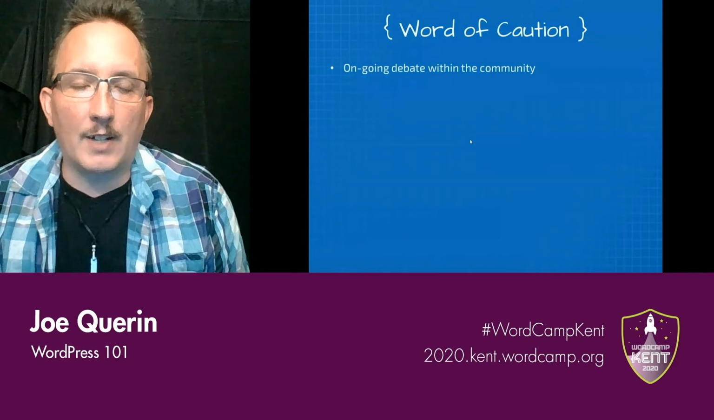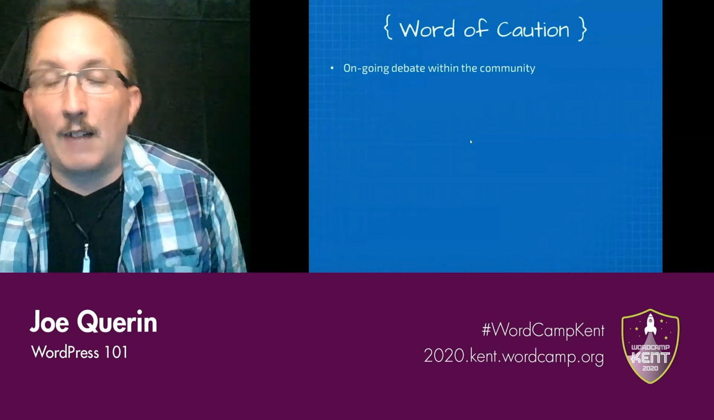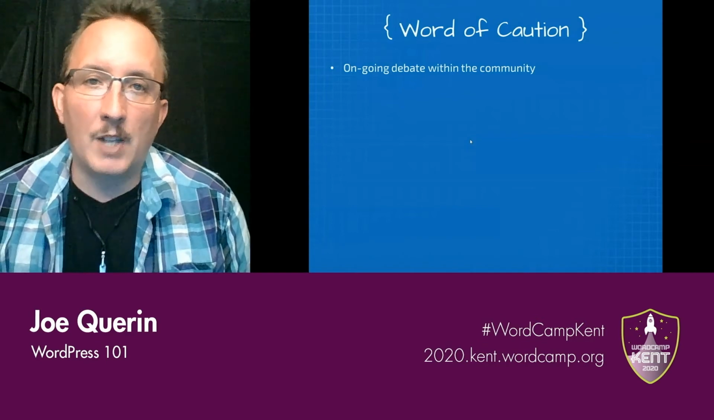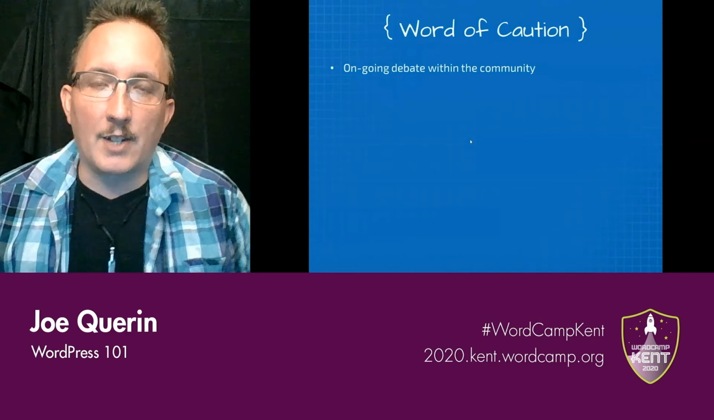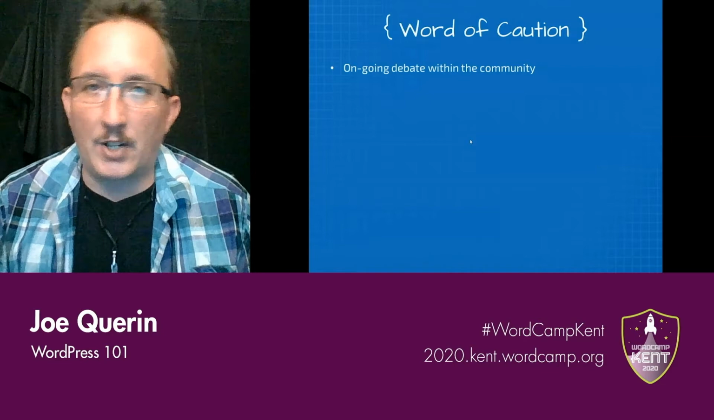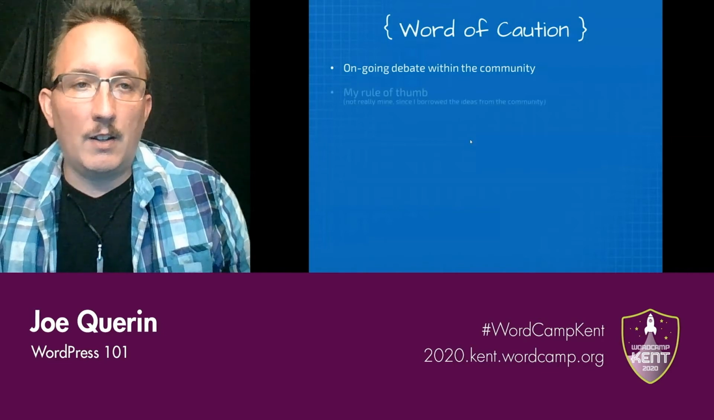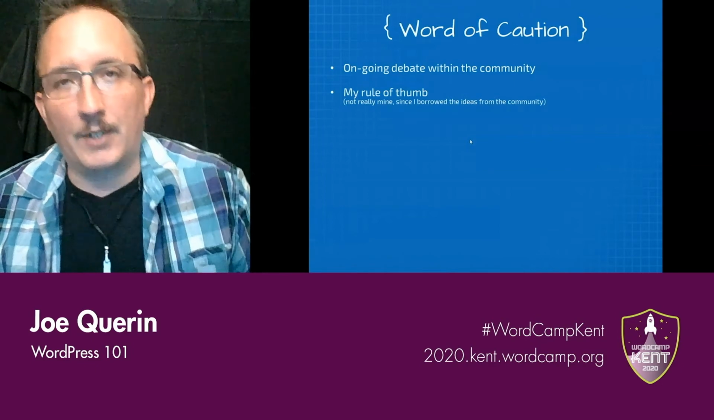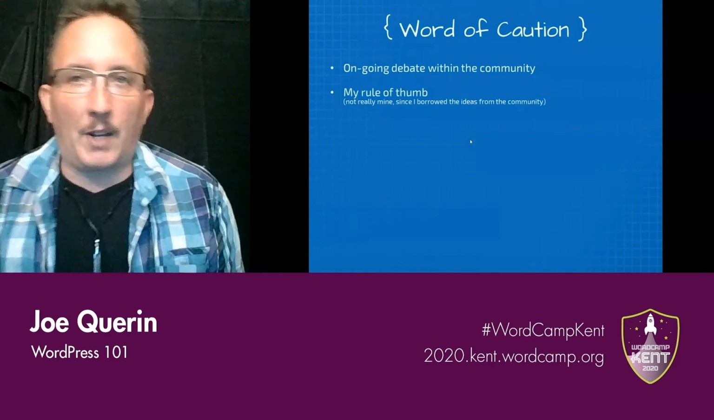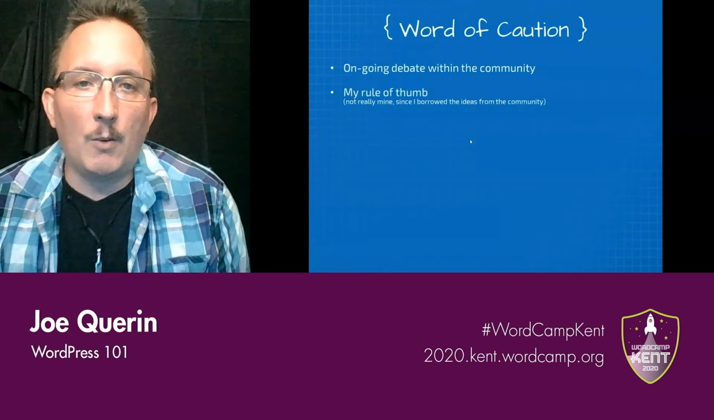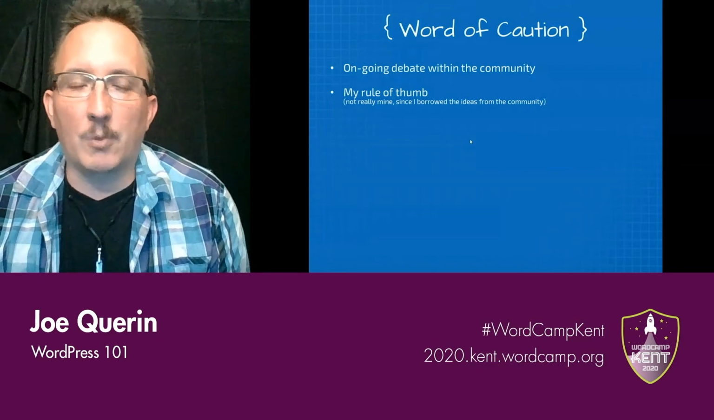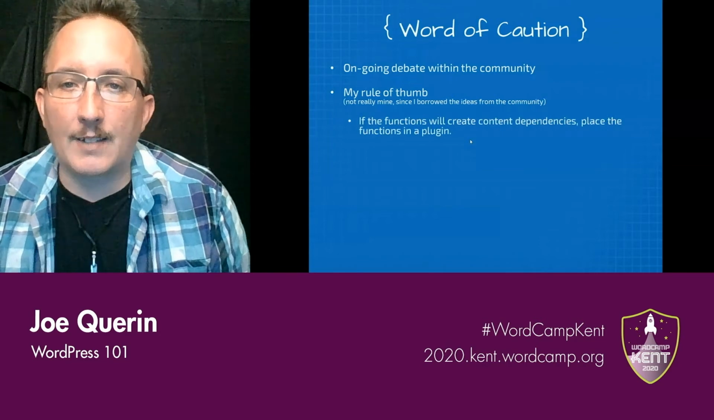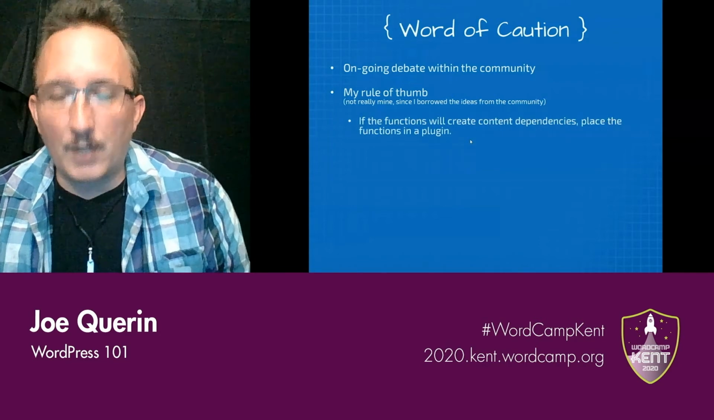And it's an ongoing debate within the community, and it's not only within the WordPress community, but I've seen it in some other open source content management systems. Kind of the discussion of how do we build functionality into the site. And so my rule of thumb, and it's not really mine, I've borrowed it from ideas from within the community, but it's the rule of thumb that I use whenever I'm building a site, whether it's for myself or I'm building a site for work. Is this, that if the functions will create content dependencies, then place the functions in a plugin.